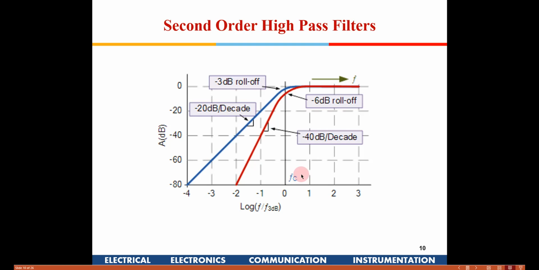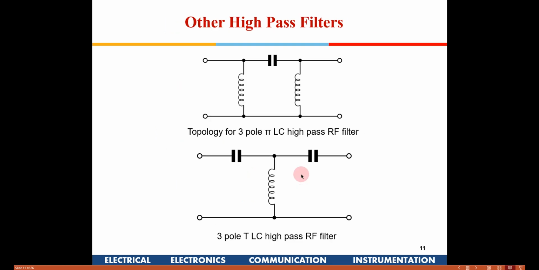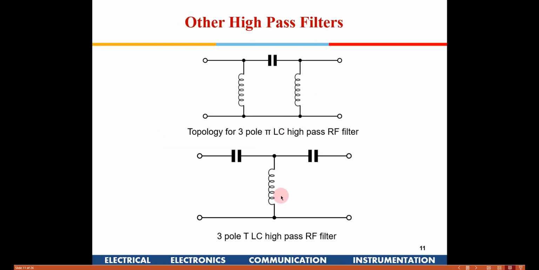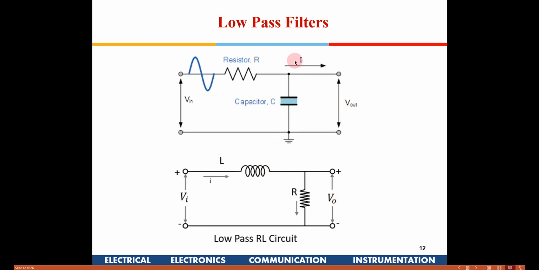So that is known as second order filters. There are other topologies also. I've just flashed it, so that at the back of your mind, you should not restrict yourself to these kinds of topologies. There are other topologies also available. Each one has its own advantages and disadvantages, but for this particular course we will not get into details of these topologies. Now similarly, we can have low pass filters also.